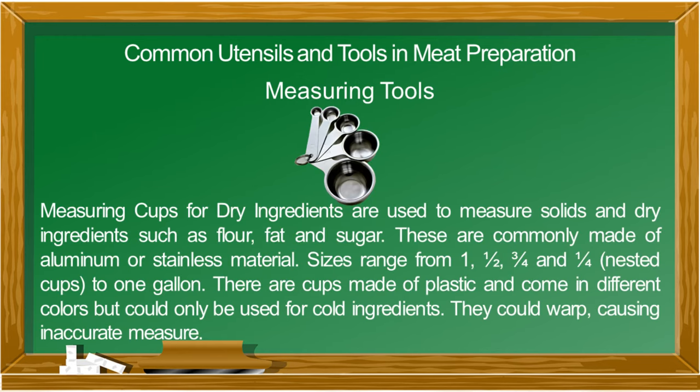Measuring cups for dry ingredients are used to measure solids and dry ingredients such as flour, fat, and sugar. These are commonly made of aluminum or stainless material. Sizes range from 1, 1/2, 3/4, and 1/4, nested cups to 1 gallon. There are cups made of plastic and come in different colors but could only be used for cold ingredients. They could warp, causing inaccurate measures.